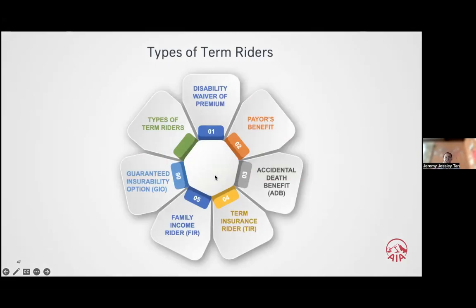The meat of this chapter is basically what the types of riders are. We'll go through this until around 10:30, and then we'll have our first break. But let's look at the different term riders and the benefits of each.